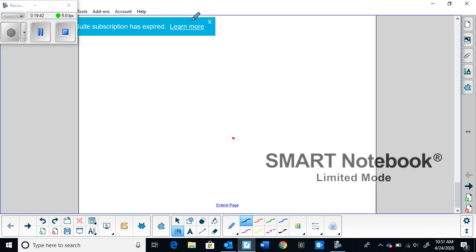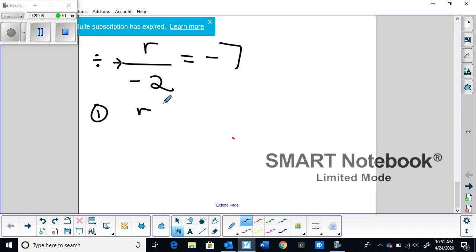Now there's one more type of equation that I wanted to show you, and this is, let's say, r divided by negative 2 equals negative 7. So it's a different type of equation. Now let's use our fact families first to solve this. Let's remember, don't forget that this symbol means divide. So this is r divided by negative 2 equals negative 7.